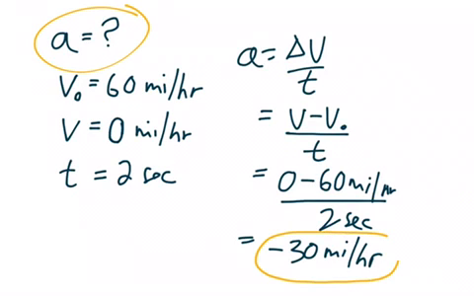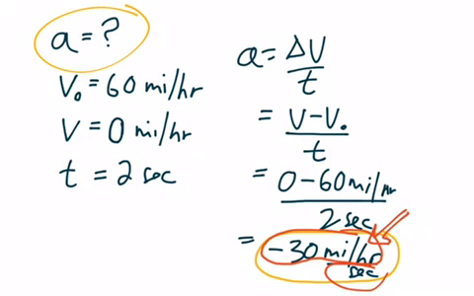And so at this point, it would be right to say that when I hit the brakes, I accelerated at a rate of negative 30 miles per hour. Oops, I left off something there. Per second. And what does that mean? Well, it means that over that 2 second time interval, my speed, or my velocity, is changing by an amount of negative 30 miles per hour each second. And that's what it means to accelerate at negative 30 miles per hour per second.